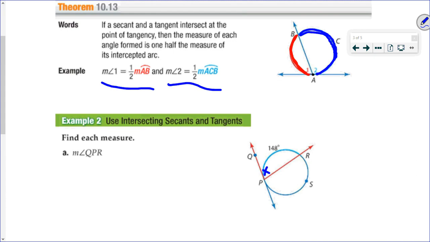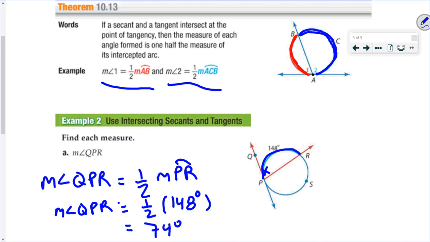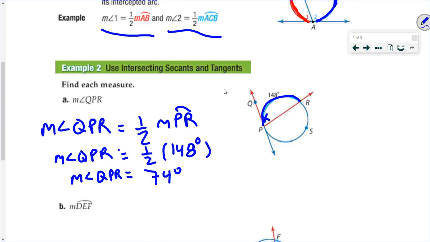So the measure of angle QPR is 1/2 the intercepted arc. What is the intercepted arc? The intercepted arc would be arc PR. So the measure of angle QPR is 1/2 of 148, which would be 74 degrees. So the measure of angle QPR is 74 degrees.